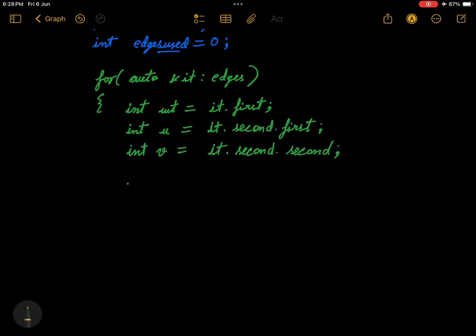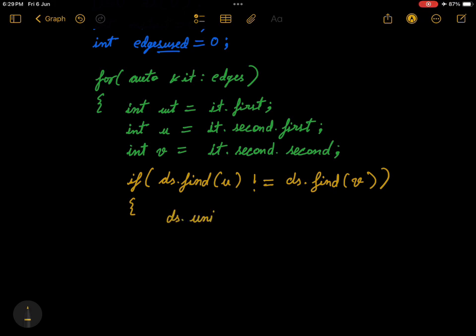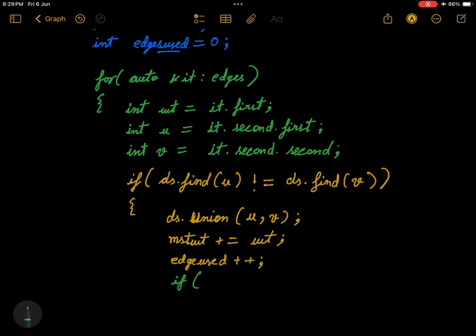Now before combining, we will check if ds dot find of u is not equal to ds dot find of v, then only we will proceed. What we will do is, first we will combine them. Okay, we will get them into the same set, then we will increase the MST weight, and at the end we will increase the edges used, since we used this edge.